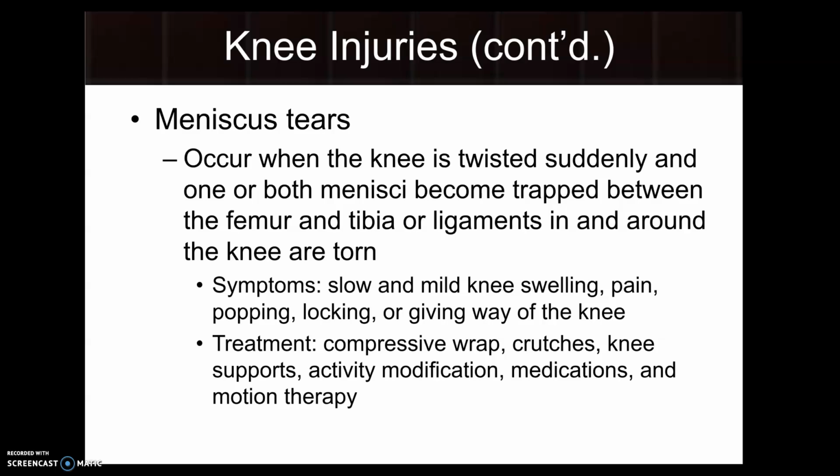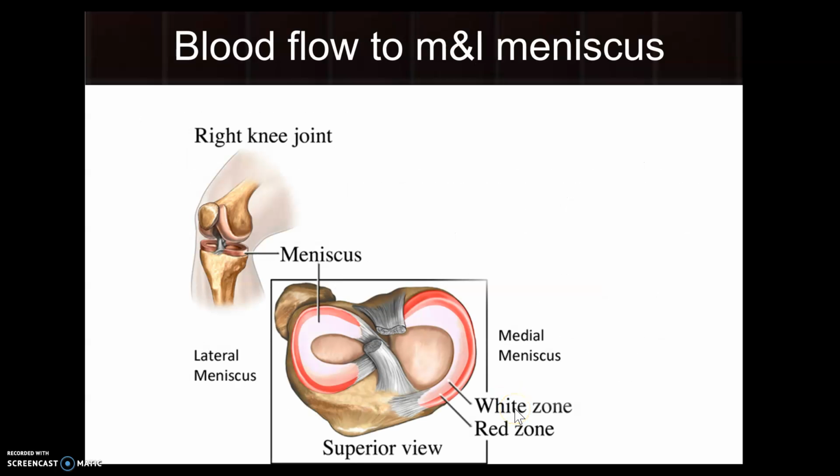Obviously crutches when their gait is altered, knee supports, activity modification, medications, and early motion therapy, non-weight bearing, like a stationary bike. So the meniscus itself has pretty good blood flow to the rim of the meniscus, which is called the red zone of the meniscus. So both the medial and lateral meniscus have that good blood supply to the red zone.